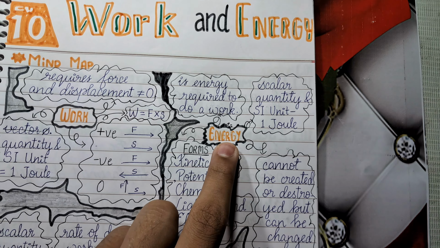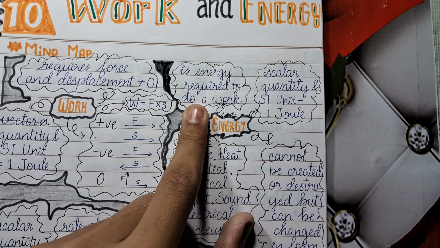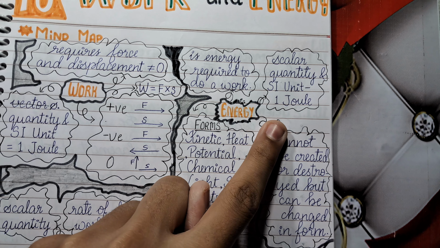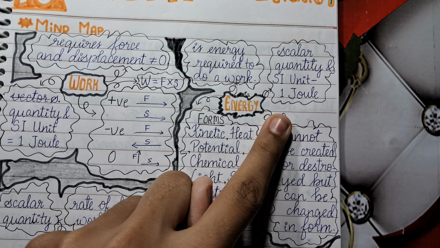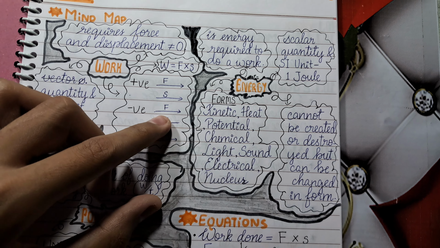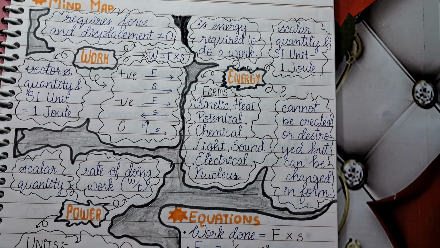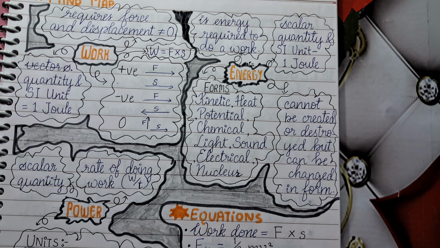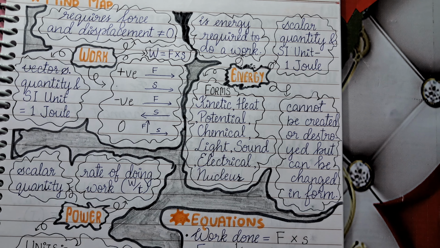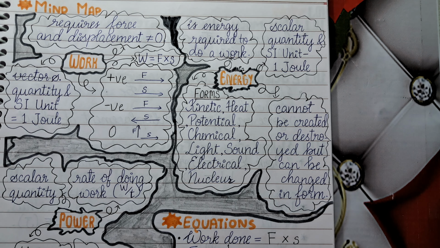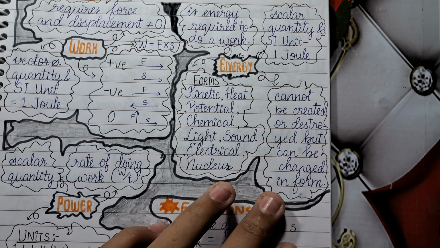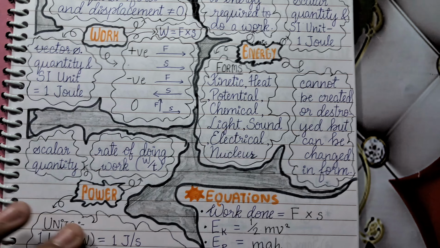Then comes energy. Energy is required to do work. It's a scalar quantity with the same SI unit, that is 1 joule. It has different forms including kinetic, heat, potential, chemical, light, sound, electrical, nuclear, and there is a law of conservation of energy that tells us that it cannot be created or destroyed but can be changed into any form.